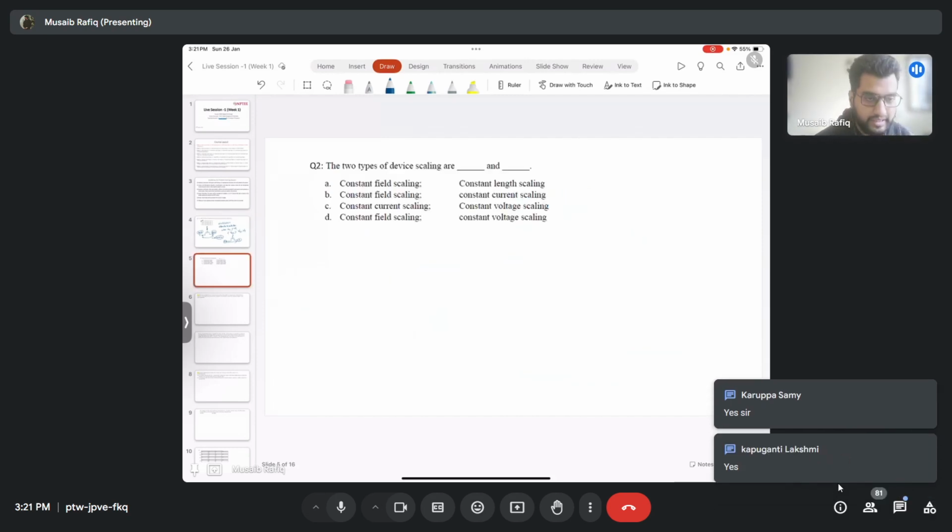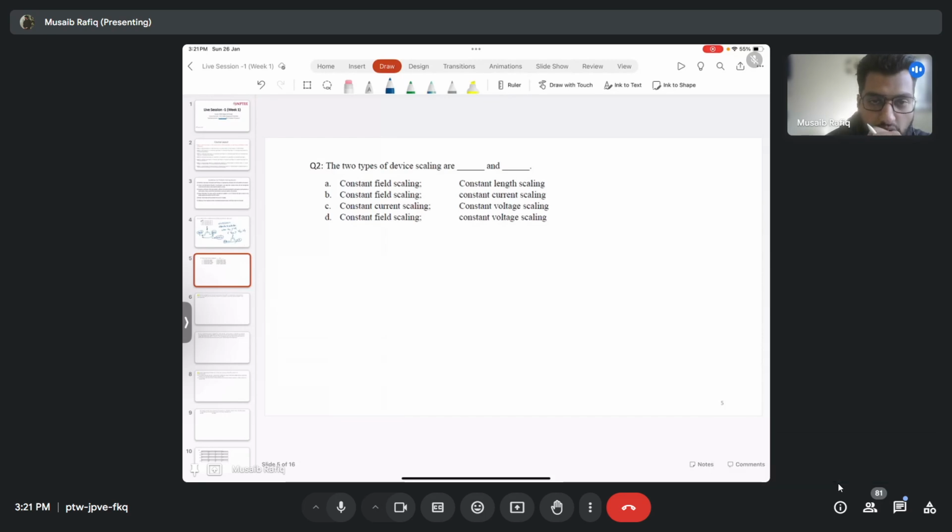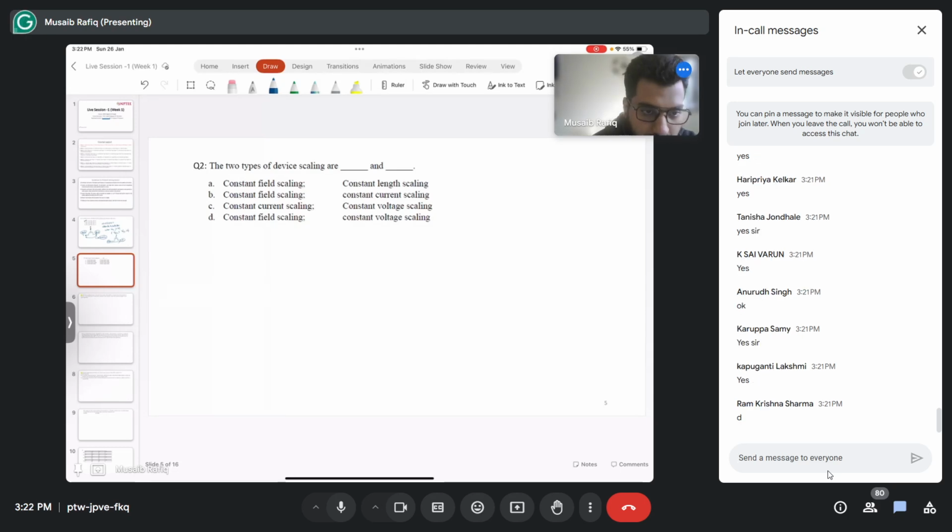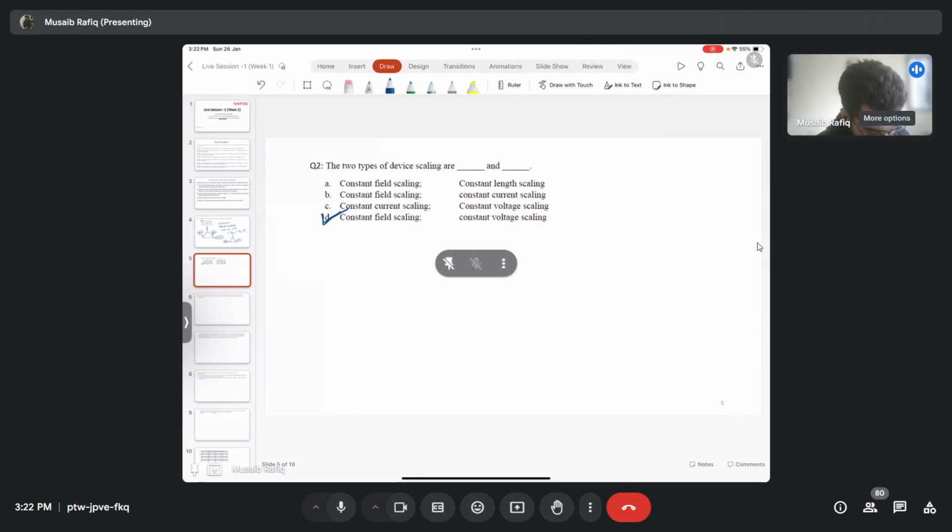Now question 2, I think this one is directly from your lecture. The two types of device scaling are dash and dash. Option A, constant field scaling and constant length scaling. Option B, constant field scaling, constant current scaling. Option C, voltage scaling. Option D, constant field scaling and constant voltage scaling. Answers only in the chat box. So directly from your lecture, it's option D.